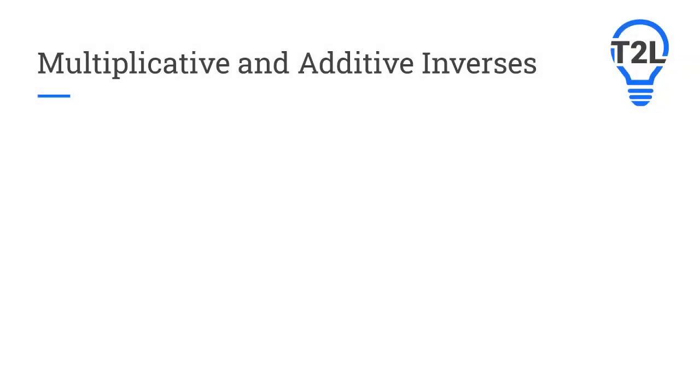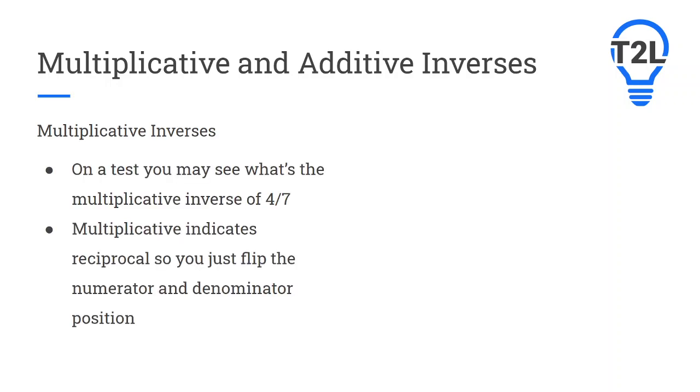Alright, inverses. There are two types of inverses, multiplicative and additive. On a test you may see "what's the multiplicative inverse of 4/7" or whatever. Whenever you see the word multiplicative, just think reciprocal, which means just flip the position of the numerator and denominator. So the multiplicative inverse of 6/7, you just flip them, and that's 7/6, and that's it.